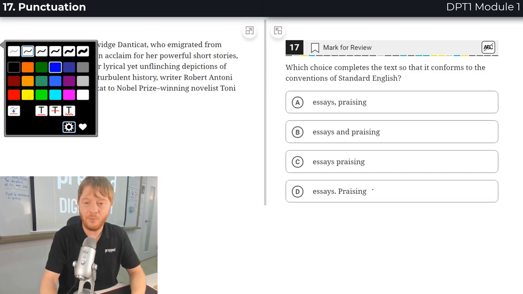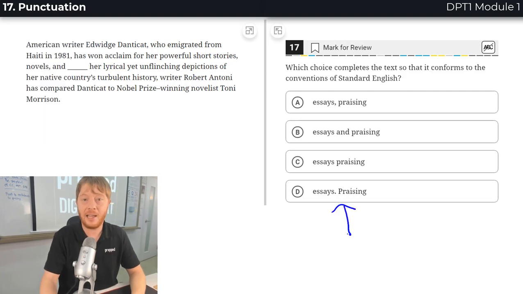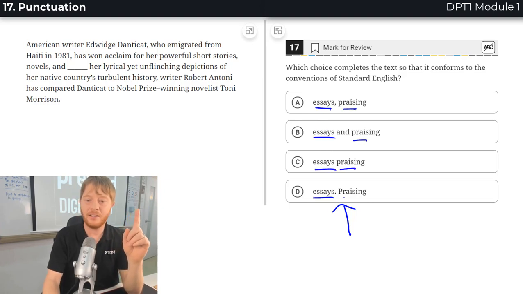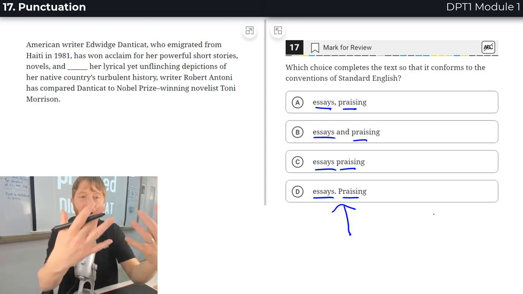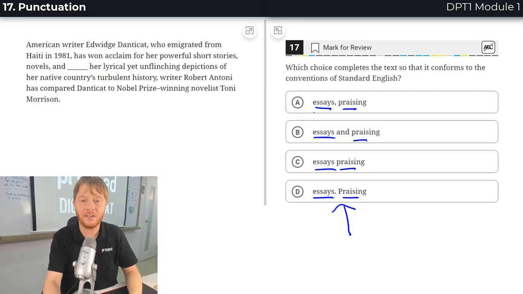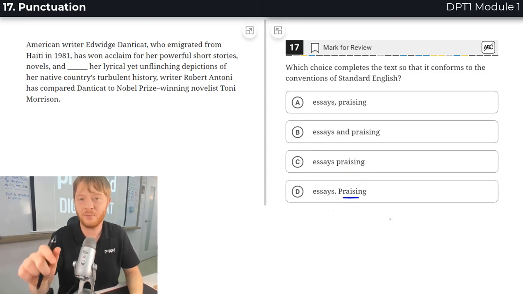Now, one thing that you might do is you look at ABCD choices. Now, don't consider the choices, but look at just the words, essays, praising. Just keep those words in your head as you go into the text, and then kind of fill it in with a rough answer using those two words. But don't look at the punctuation, and don't be influenced by those right away. I'll show you what I mean.